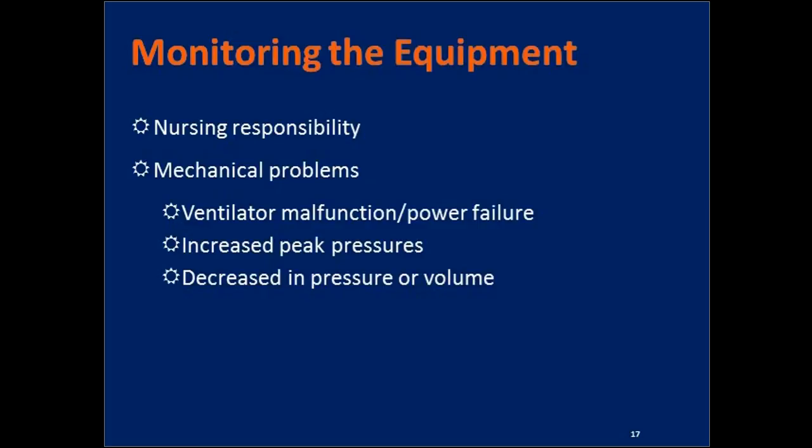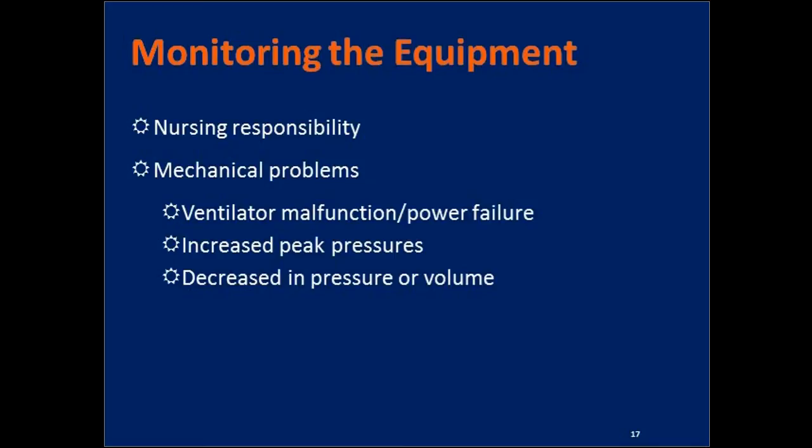As far as monitoring the equipment, again, just making sure that it's plugged into a red plug or something that's going to be on the backup generator in case there's a power failure. We talked about the peak pressure alarms, and then the other alarm that I didn't mention is a decrease in pressure or a decrease in air volume. That could be like an air leak.